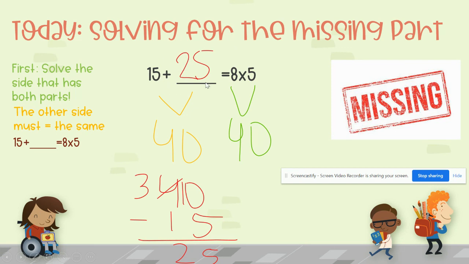So when we have addition on this side or subtraction, you have to use the opposite to help you figure out the blank side. Okay, this equation is very similar to another one you have. You have 19 plus what is equal to 9 times 5. So go through these steps to help you when you're solving for the missing part.